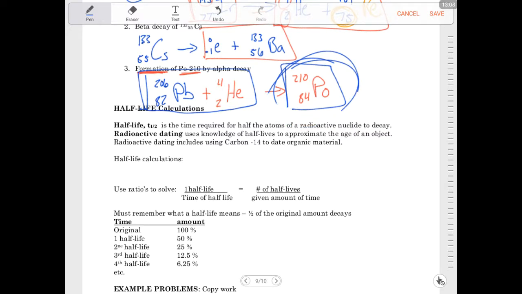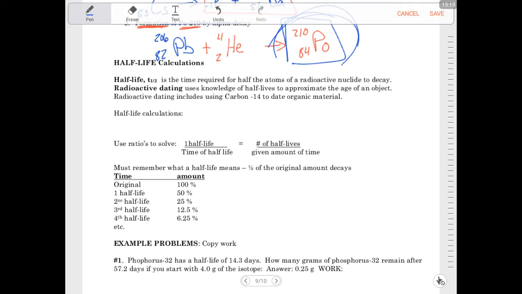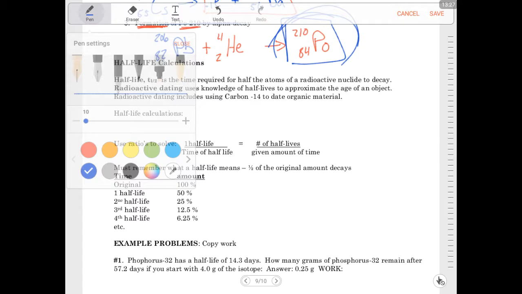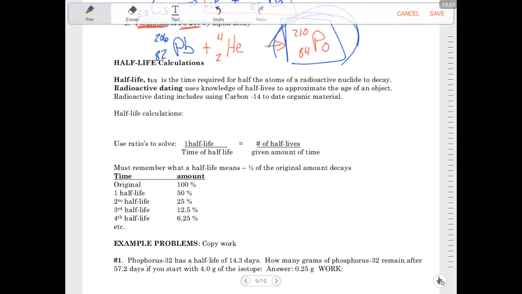The other type of nuclear piece that you're going to have to look at is half-life calculations. As I said before, maybe you've seen this in math class, maybe you haven't. There are different equations that you can use to solve it, but I personally just like to reason it out. So what is a half-life? A half-life is the time required for half the atoms of a radioactive nuclide to decay.